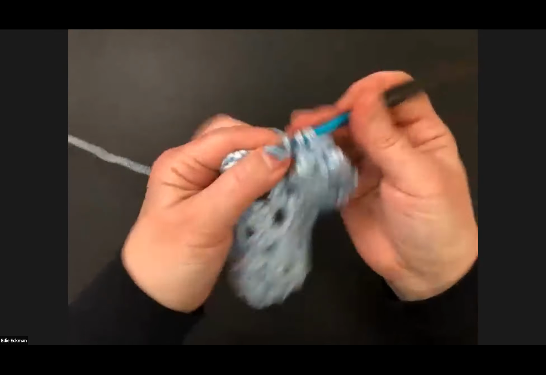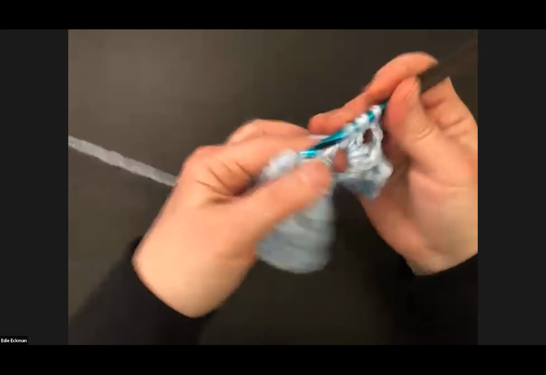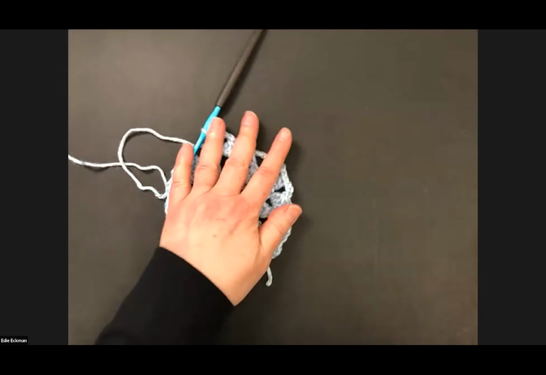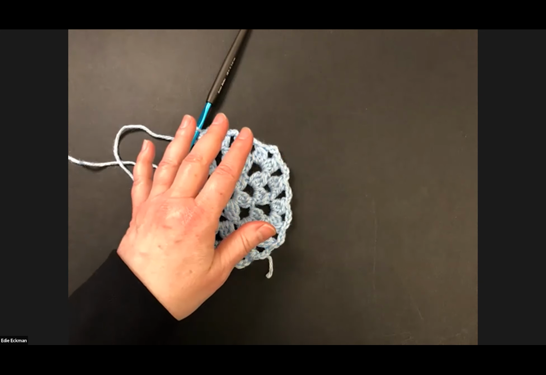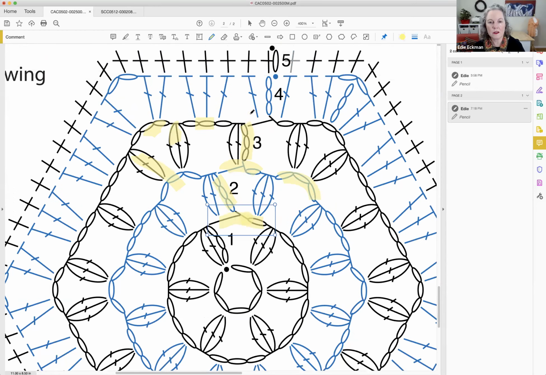And then that round ends in a way that should look familiar. Get these clusters and come back to sharing my screen so we can look at that chart again. Alright, here I'm ending with the same thing. I have 2 and then chain 1 and a half double crochet here, and then I'm going to chain 3 to begin the next round.